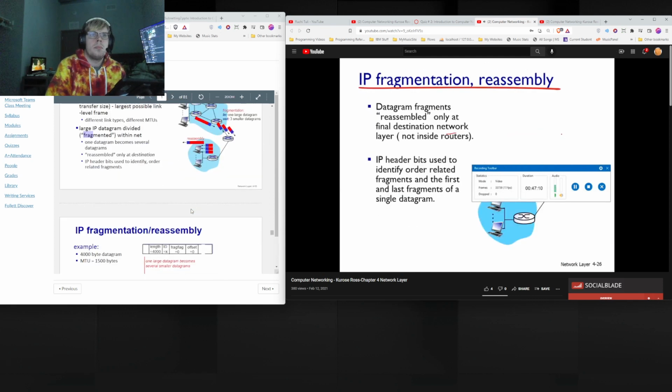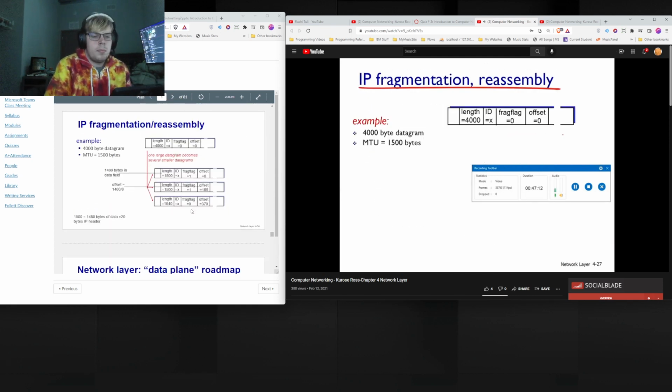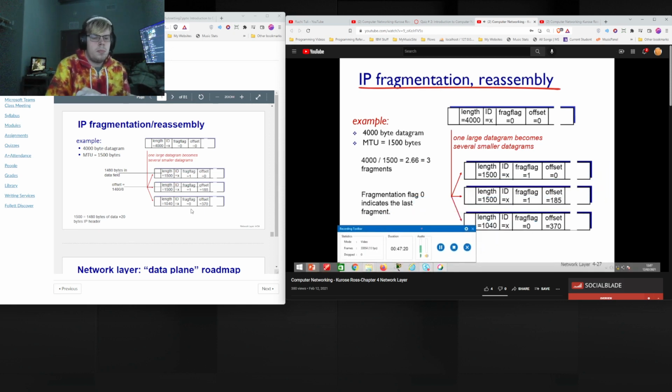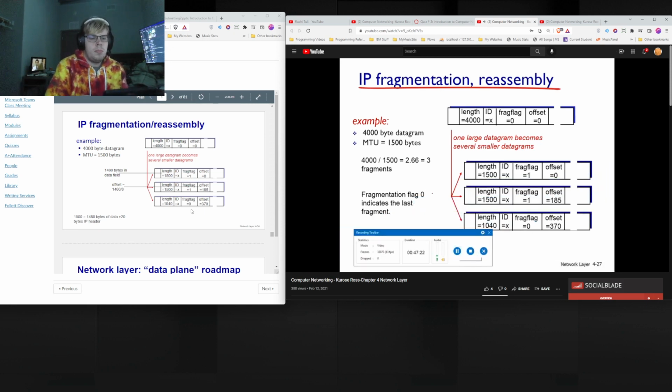Alright, coming back. Okay, so we have an example over here showing fragmentation and reassembly. Okay, so let's understand this IP fragmentation and reassembly.